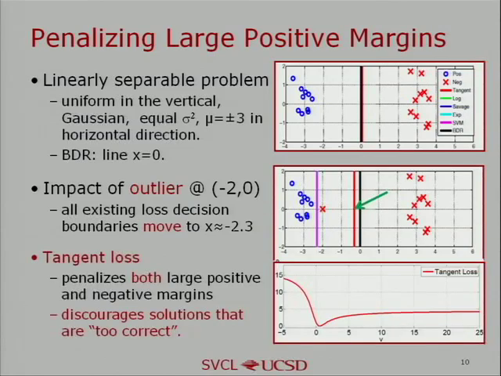On the other hand, the tangent loss, which is a loss function that we're going to derive during this talk, is also Bayes consistent, but since it penalizes being correct, it penalizes both the positive side and the negative side. It discourages solutions that are too correct. So it'll actually place the decision boundary where the red line is, given this exact data, which is still very close to the Bayes decision rule.